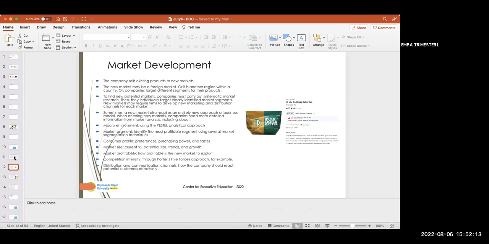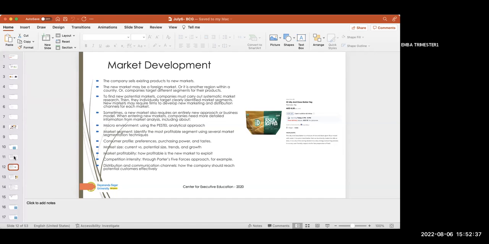So market development. What is the example I have? They had iD dosa batter. Primarily, they were selling it in India. Now they are selling it in Dubai and other places. What are they doing? They are expanding their market. The market is being expanded.